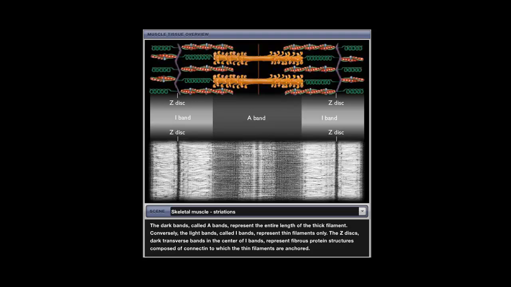Cardiac muscle is found only in the walls of the heart and is under involuntary control. Cardiac muscle fibers are short branched cells with 1 or 2 centrally located nuclei and numerous mitochondria. These fibers exhibit striations and banding patterns similar to those seen in skeletal muscle fibers.